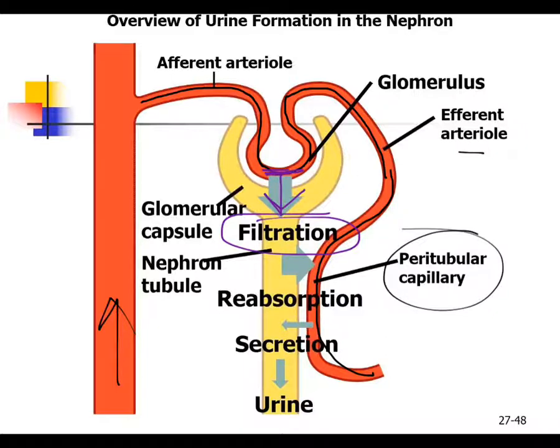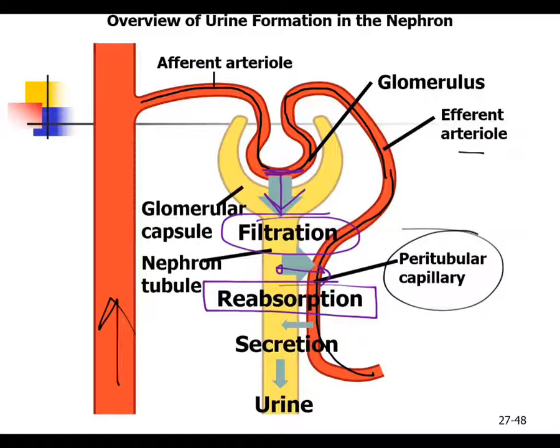So after we've done filtration at the glomerulus, then we're going to do the next process, reabsorption. Reabsorption happened where again? Primarily in the proximal convoluted tubule. And what does it represent as far as arrows? Things being taken from the tubule and put back into the blood, specifically into the peritubular capillaries.